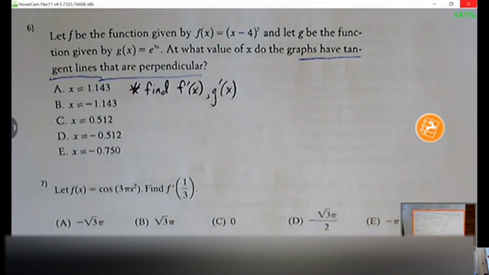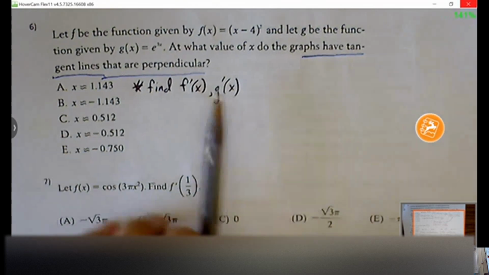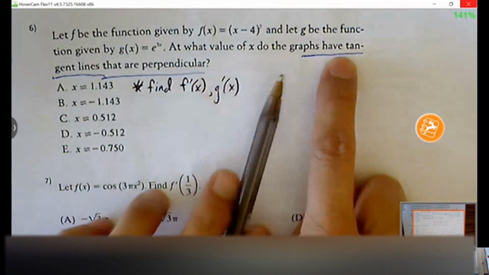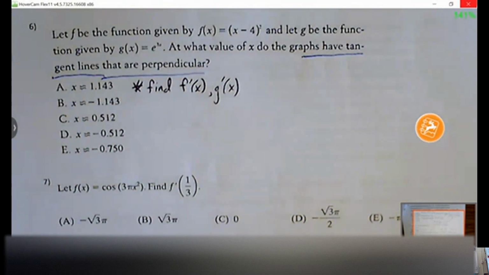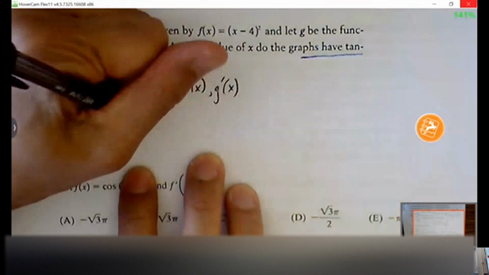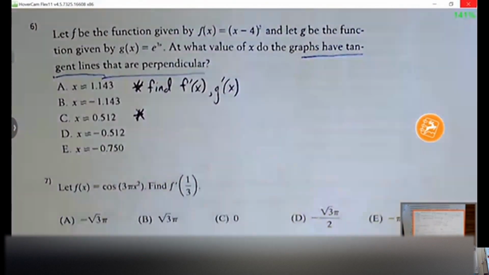So I think we've seen problems where it says the tangent lines are parallel. Then if that's the case, we just set f prime equal to g prime, right? We want to find a location where both of them share the same slope. So we set their derivatives equal. But here, it's asking where we want the slopes to be perpendicular to each other. So we're not going to set the derivatives equal to each other. We're going to have to involve perpendicular relationships. So what's that relationship for perpendicular lines?